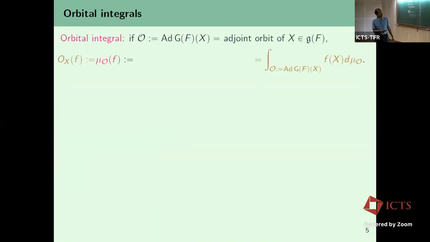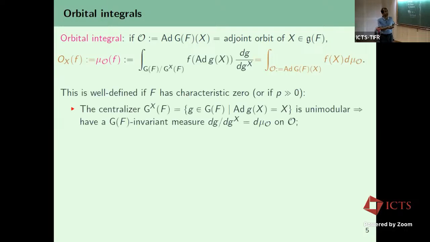And now let us go to orbital integrals. So what is an orbit? You just take an element x of the Lie algebra and then take its orbit under the adjoint action of G(F). Orbital integral means you are just integrating a given function over the orbit. And what does that mean? You integrate over G(F) modulo the stabilizer of x. So that's the usual thing: the integral over G(F)/G_x(F) of f of this expression.